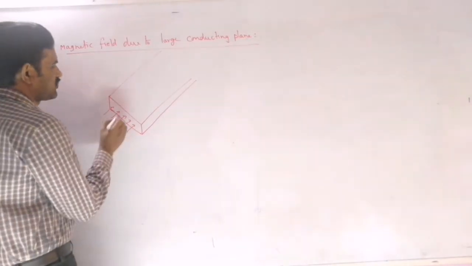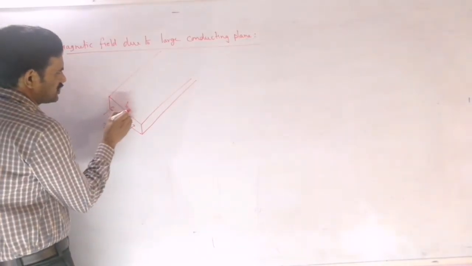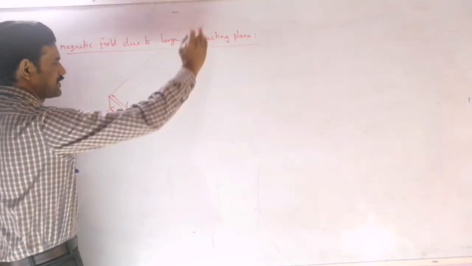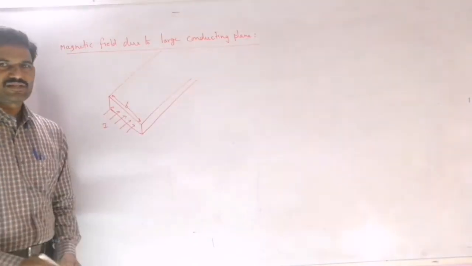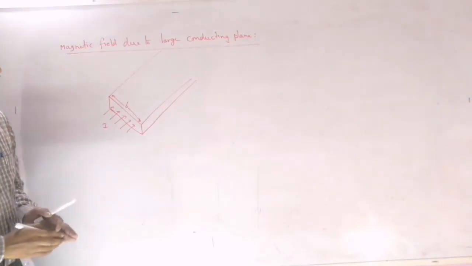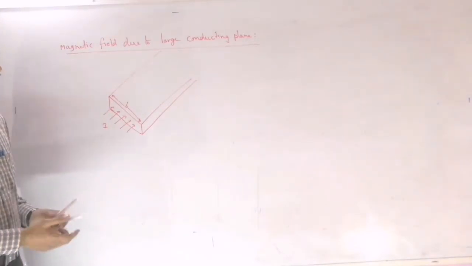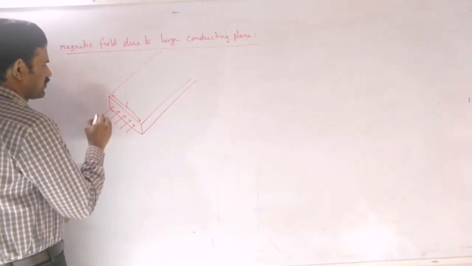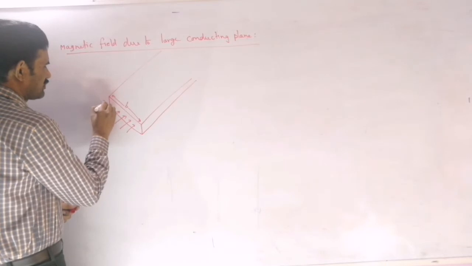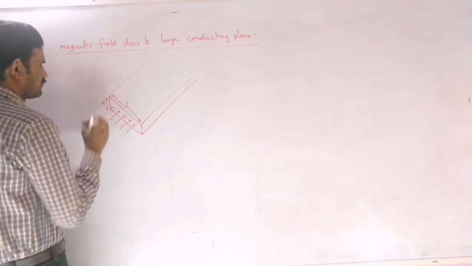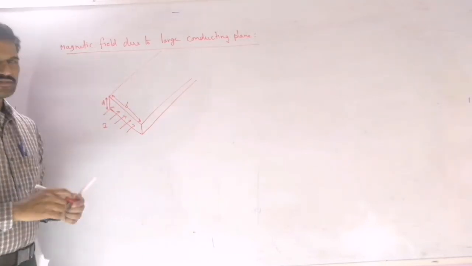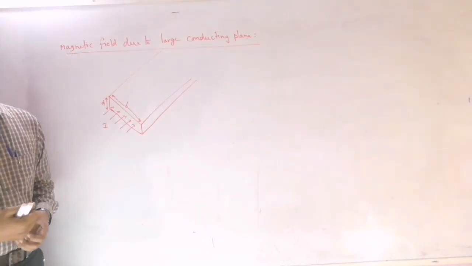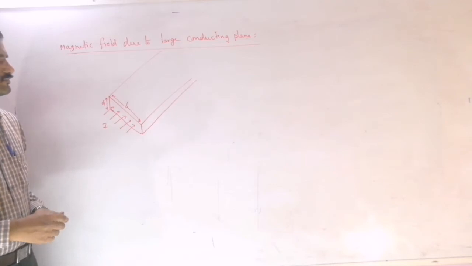Generally this width we take as some finite value, and the length tends to infinity, so it is a long plane. And sometimes we need to consider the thickness of this plane also. Let us take this dimension as d, right? So then we need to calculate the magnetic field. So write that.